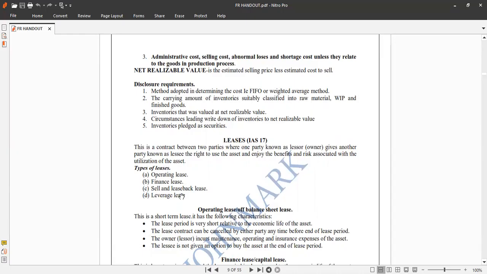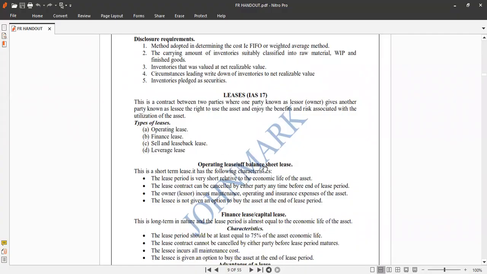And then we have a leveraged lease. Now, a leveraged lease is a lease with some financial obligation outstanding. For example, if I buy a lorry and then I lease it out to you. But when I was buying this lorry, I had taken a loan from the bank. So that means you'll be paying me the lease rentals. Then that amount I use to go and service that loan. That's what we call a leveraged lease. And a leveraged lease usually has three parties. One is the lessee, the lessor, and the financier.